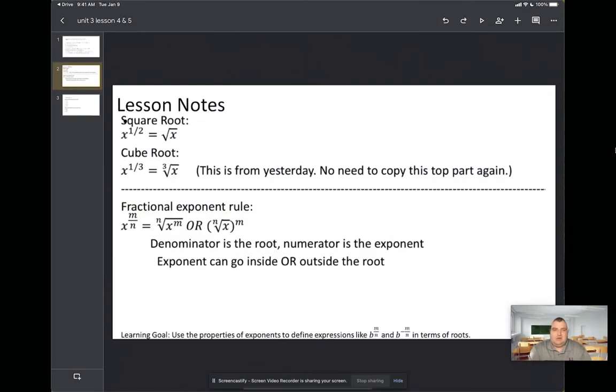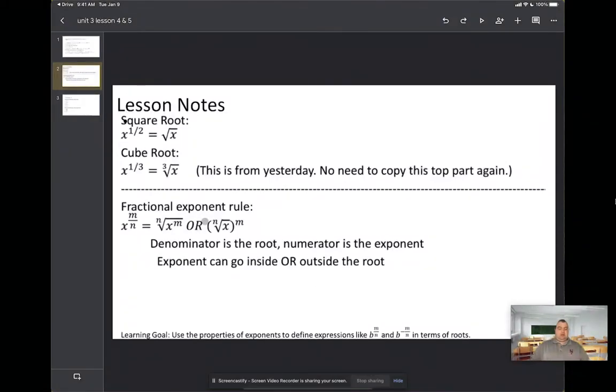That covers all fractional exponents where my numerator is 1: 1/2, 1/3, 1/4, 1/5, etc. Well, what happens if I have a fractional exponent where the numerator is something other than 1? That's what this fractional exponent rule is for. So that's this part right here.